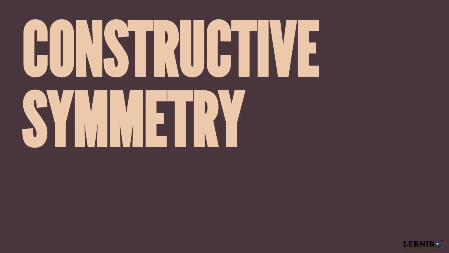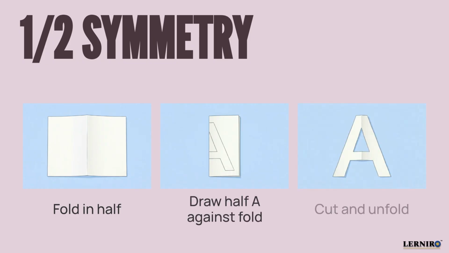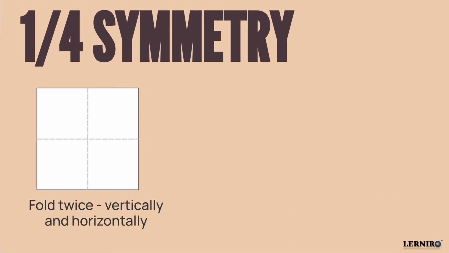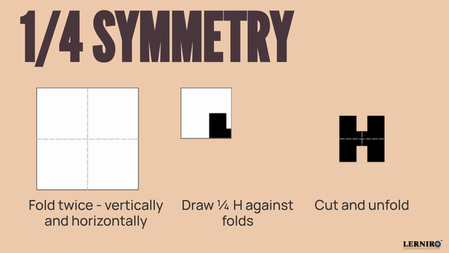Now let's get creative and learn how to make perfectly symmetrical objects using the fold and cut technique. To cut out a letter A, fold a paper in half, draw half of the letter against the fold, and cut. This uses the 1/2 symmetry principle. To make a letter H, fold the paper twice, once vertically and once horizontally. Draw only 1/4 of the letter and cut. By using these folds, we can create complex shapes like boats, diyas, or leaves with perfect balance.